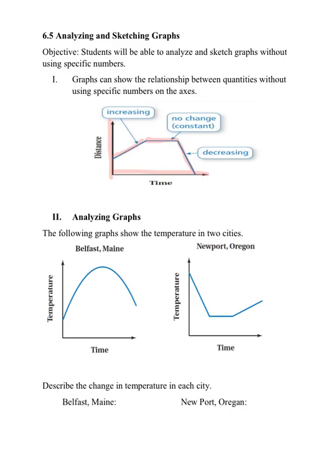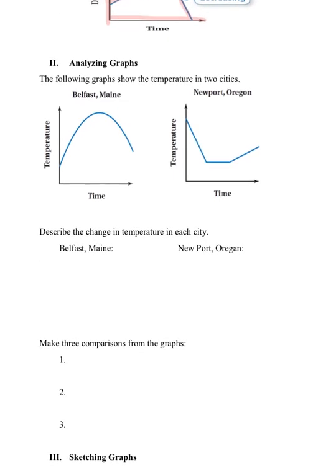Looking at these next two, they show the temperatures of two cities. Describe the change in temperature in each city. When you look at Belfast, Maine, you can see that your temperature increases as you begin your day, and then it slowly decreases at almost the same kind of rate. So to describe the temperature change, we can say for Belfast, Maine, that the temperature increases at the beginning of the day, and then it decreases, then plateaus, and then decreases for the rest of the day.